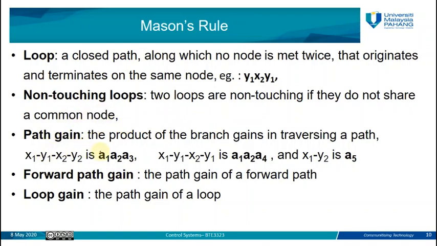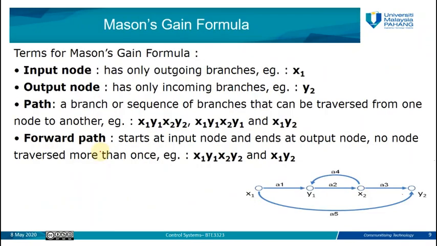Path gain. We already defined the path, and we said, for example, here we have actually three paths: x1 y1 x2, and also x1 y1 to x1 y2. All of this we call a path.